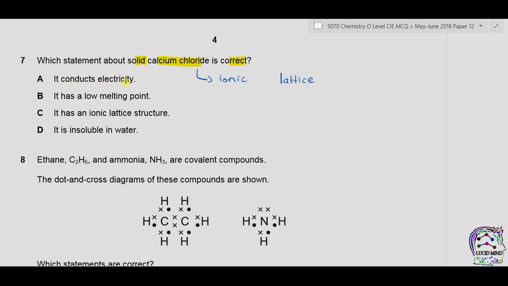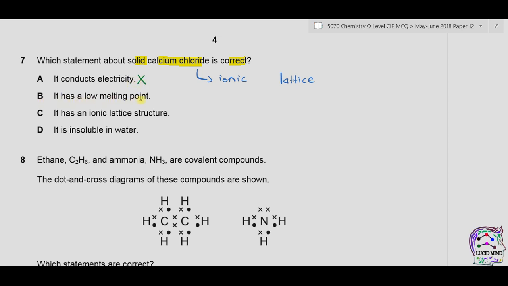Part A, it conducts electricity. Now as calcium chloride is in solid form, so the ions are not moving and there are no free electrons present in ionic compound. So electricity can be conducted by two things. Either we must have free electrons or we should have moving ions. As ions are fixed in solid calcium chloride, so therefore it is bad conductor.